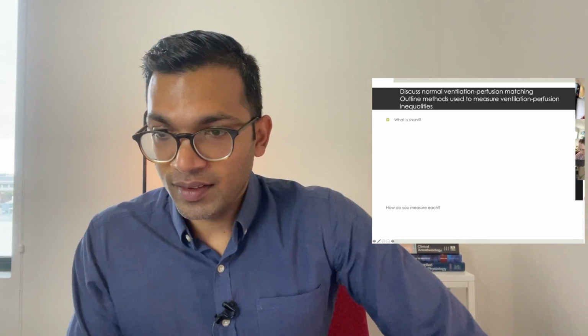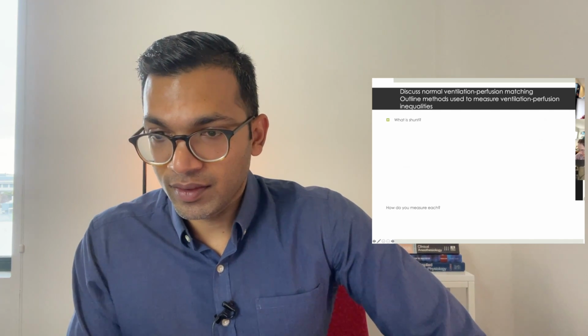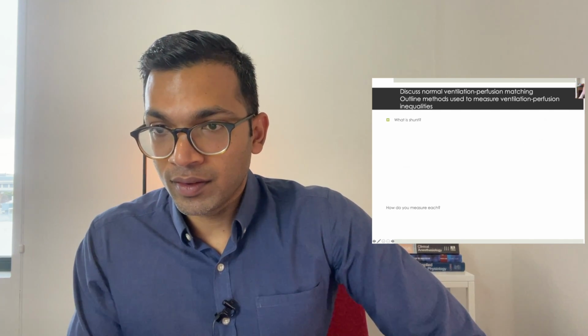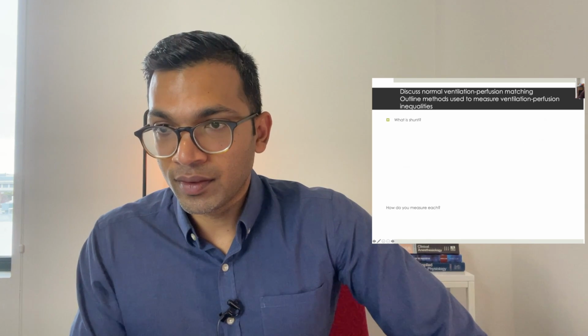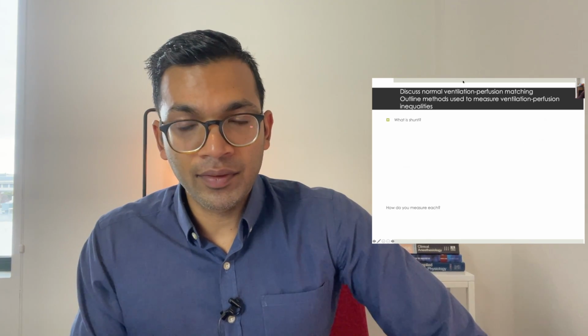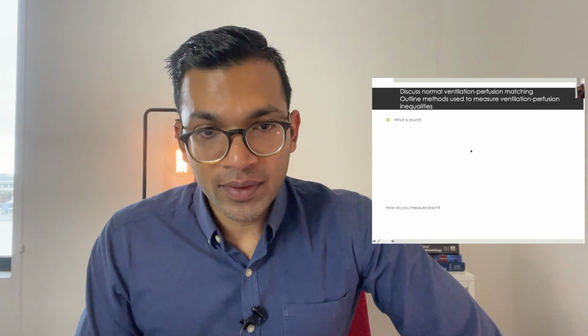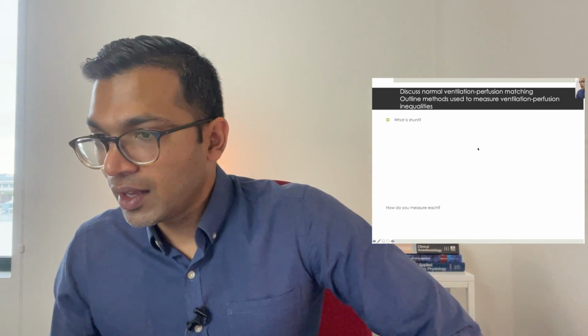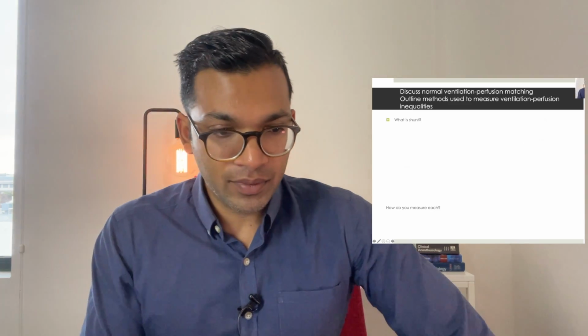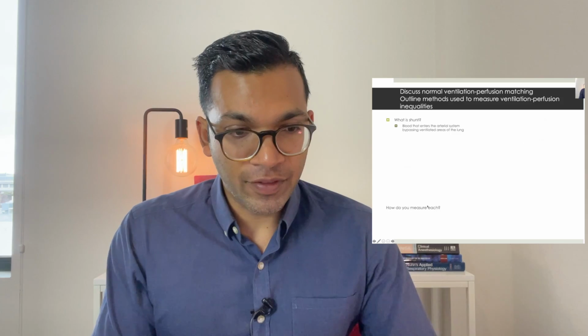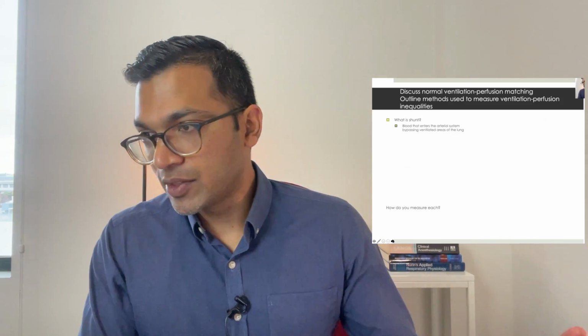What is shunt? So shunt can be physiological or pathological, but it is blood that enters the left atrium without participating in the gas exchanging units of the lung. Yep, that sounds good. Blood that enters the arterial system, bypassing the ventilated areas of the lung. What are some examples of shunt?